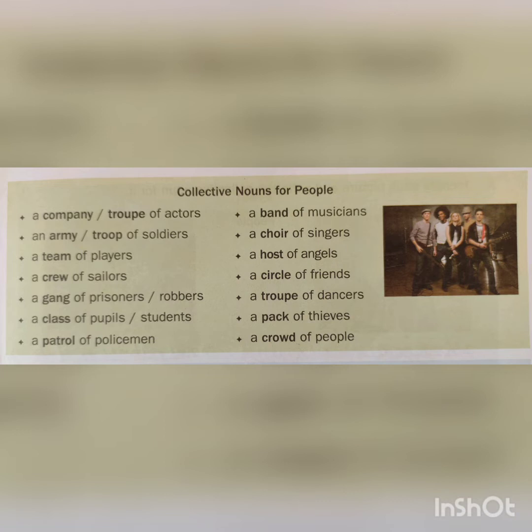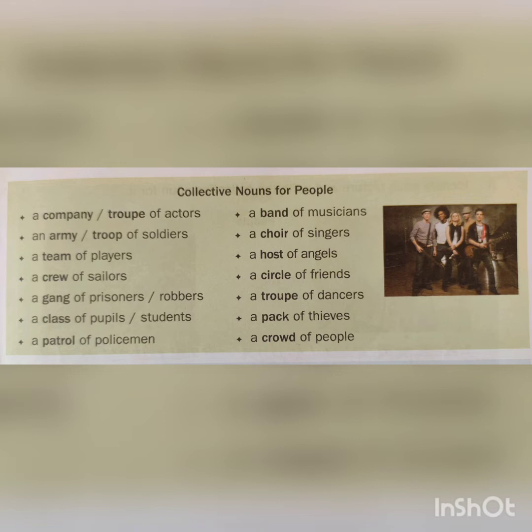An army or troop of soldiers. Troop means soldiers or armed forces. A team of players. Team means a group of players forming one side in a competitive game or sport. A crew of sailors. Crew means a group of people who work on and operate a ship, aircraft, etc. A gang of prisoners or robbers. Gang means an organized group of criminals. A class of pupils or students. Class means a group of students who are taught together at school, college, or university.